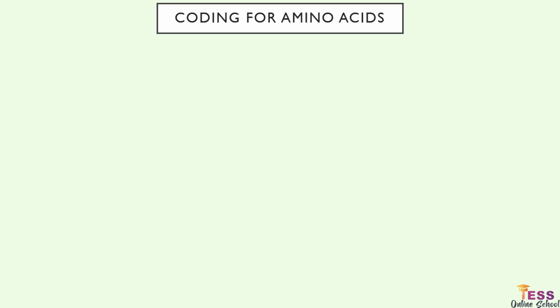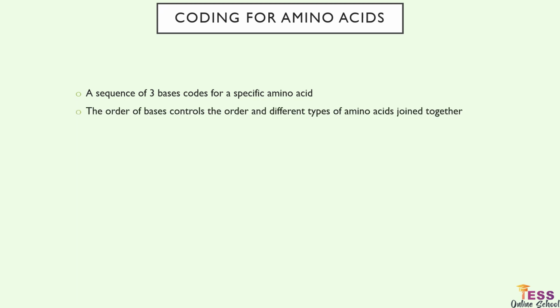Now we know the basics of the DNA structure. One of the main roles of DNA is to code for amino acids that go on to create specific proteins. A sequence of 3 bases codes for one specific amino acid. The order of the bases controls the order of the amino acids and how they are joined together. The specific sequence of amino acids joined together then forms a very specific structure for a protein.